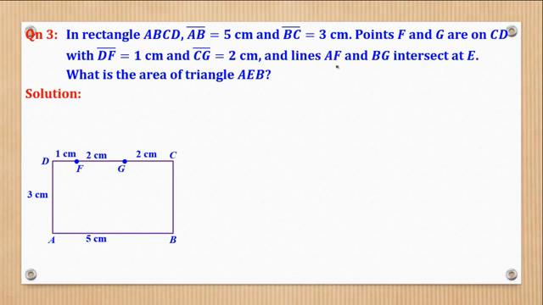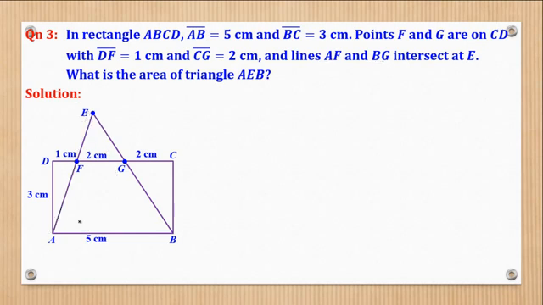Then they said lines AF and BG intersect at E. So we shall draw a straight line through AF and also through BG to intersect at E. Okay, then they asked, what is the area of triangle AEB?